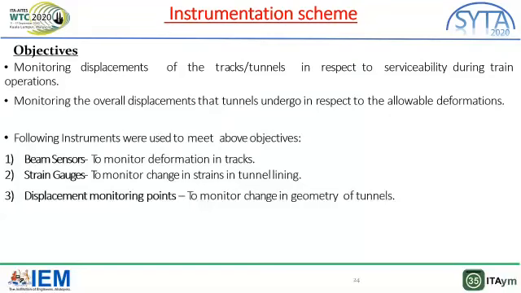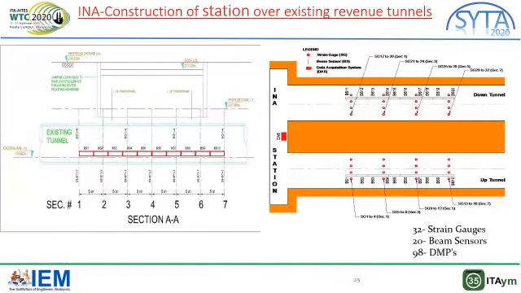Beam sensors are used to monitor deformation in cracks. Strain gauges are used to monitor change in strain in tunneling. And DMPs are to monitor change in geometry of tunnels. These are the diagram figures showing the section, placement point of strain gauges, beam sensors. The total length of tunnel to monitor was 30 meter. The total number of instruments were 32 strain gauges, 20 beam sensors, and 98 DMPs.